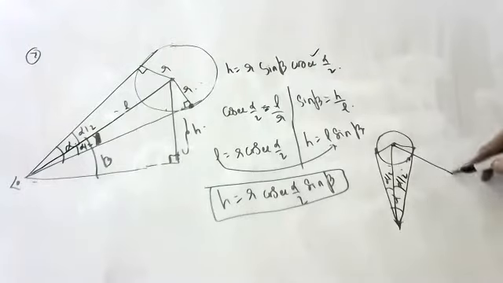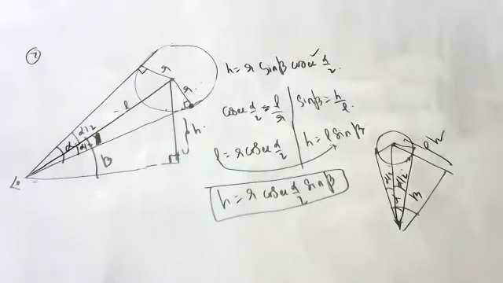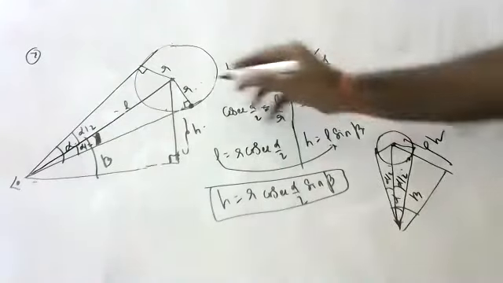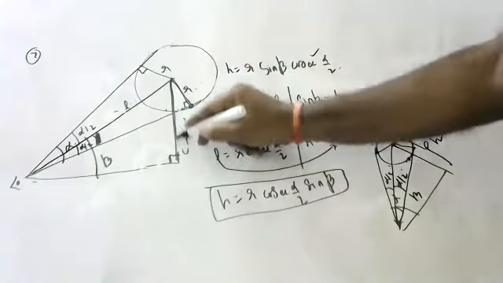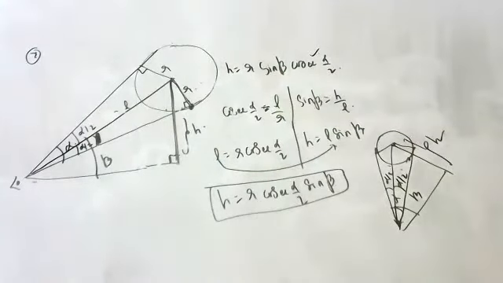Okay, children, and with the ground, it is making beta. We have to find this H, right? Please see that this line and this line should not coincide because this is radius, this is height. Okay, children. So be careful with the diagram.